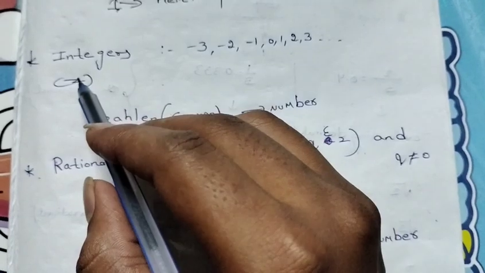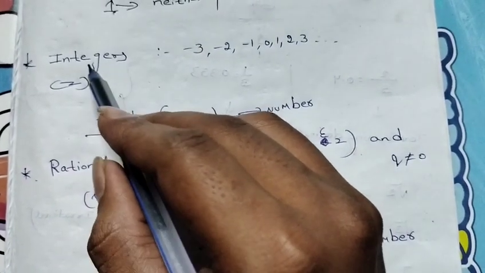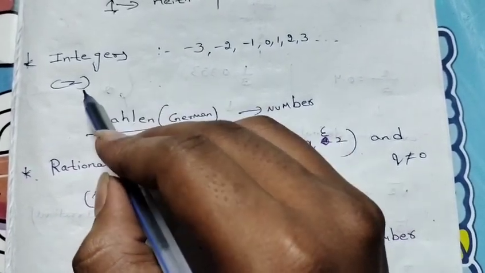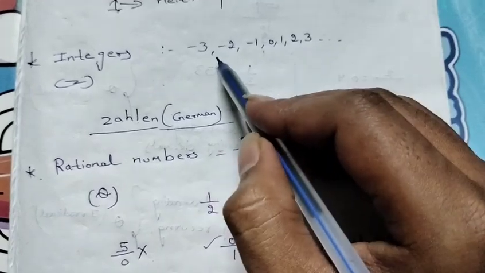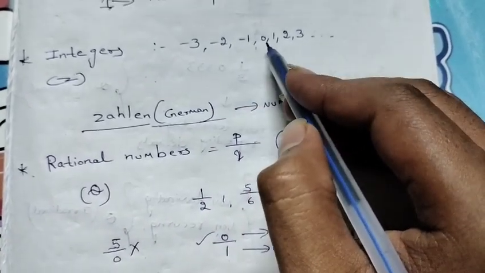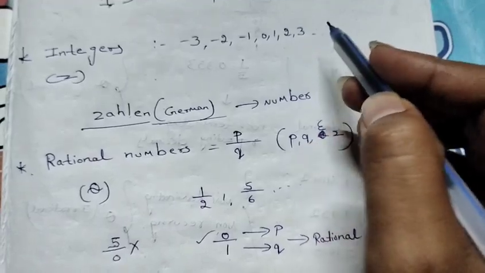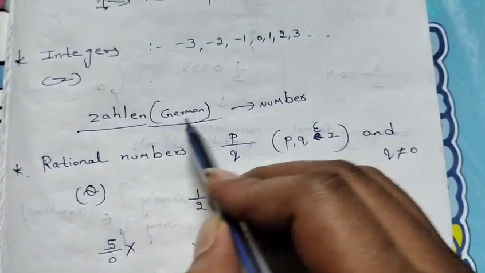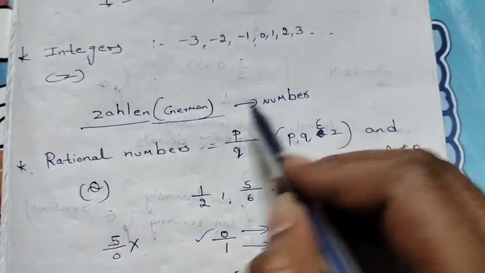So welcome here, Z. Z is integers, so Z represents the symbol Z. Like -3, -2, -1, 0, 1, 2, 3. It's a German word called Zahlen, meaning number.